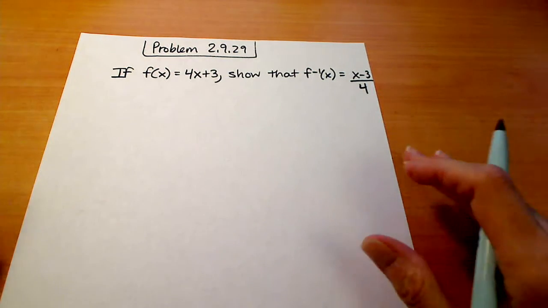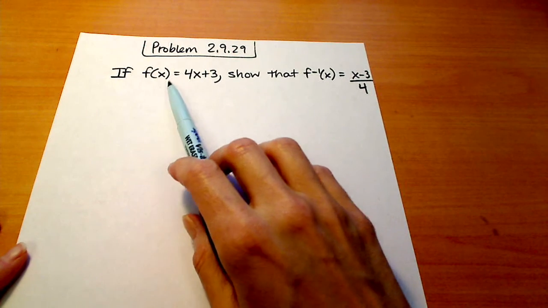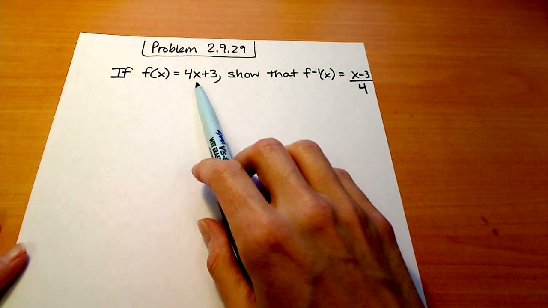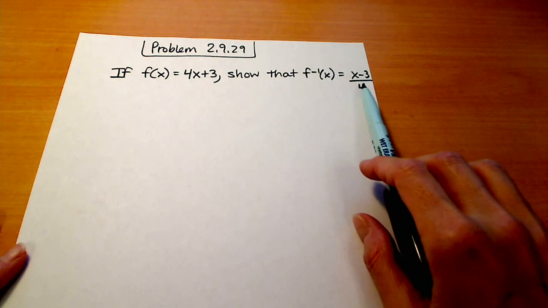So in this problem, this is problem 2.9.29, and they ask us if f of x is equal to 4x plus 3, we want to show that the inverse is equal to this right here.